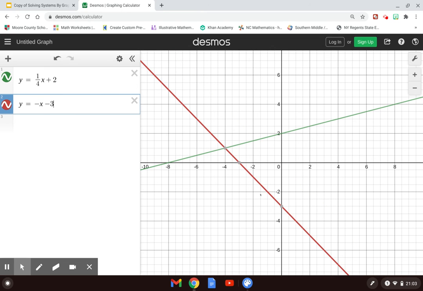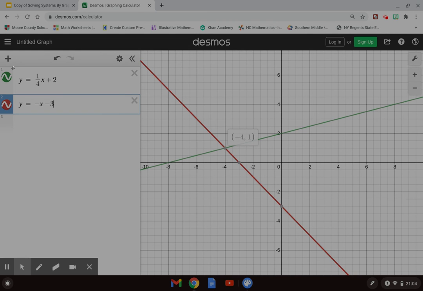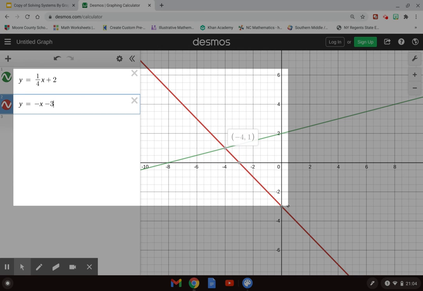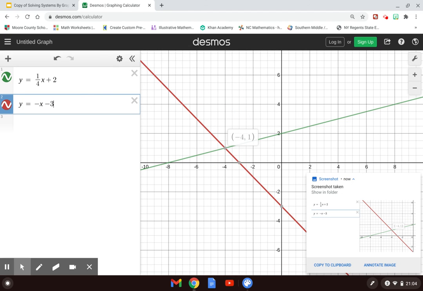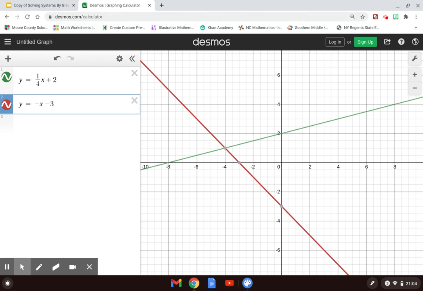All right, then what I want you to do is come over here and make sure that the ordered pair solution is showing, like you see there, negative 4, 1. Screenshot. So when you screenshot your lines and the solution, just like this, so I can see that you did it. All right?